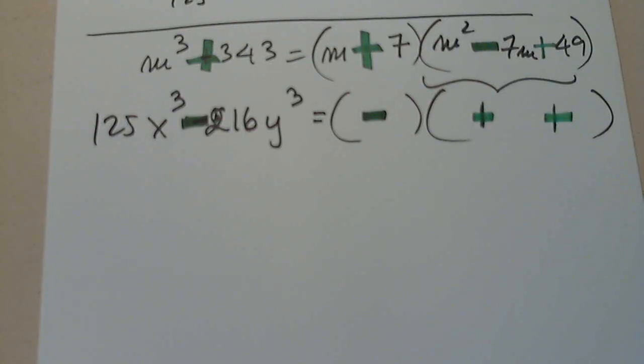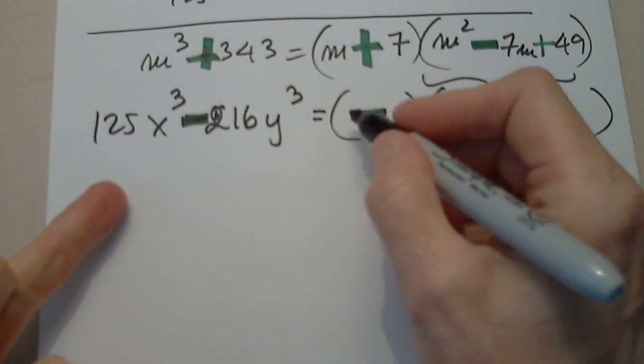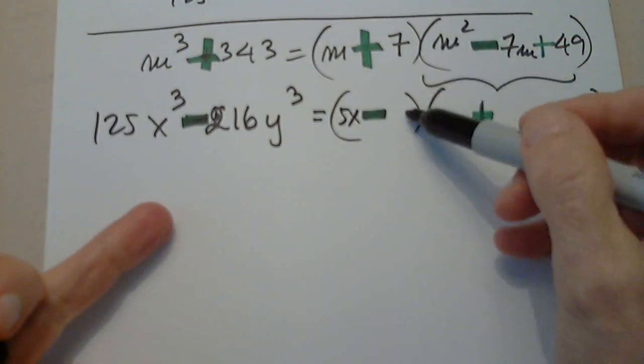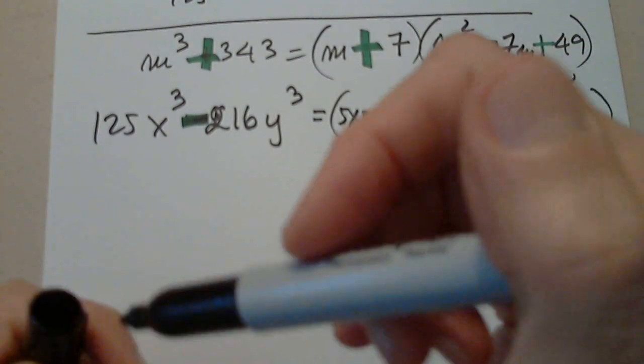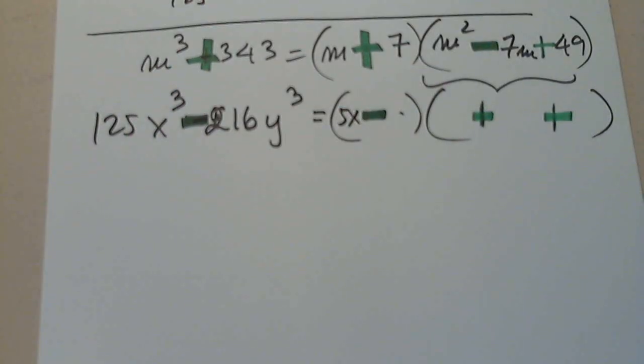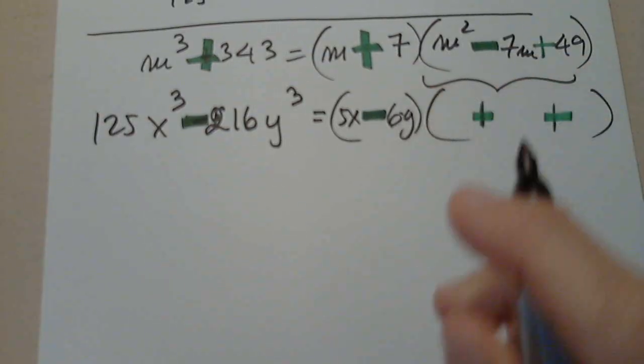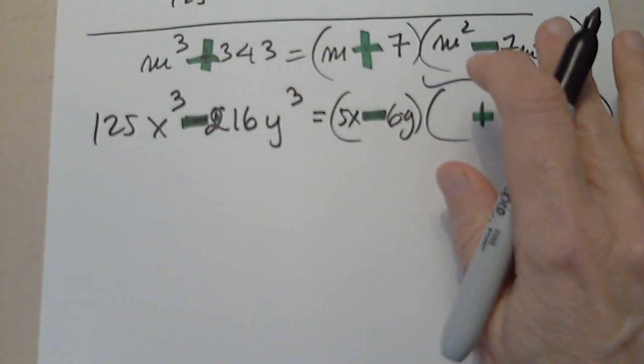So what do we get? 5x. Not sure what that one is. Let's take a look. That's okay. So we go to the calculator, and I have 216. You know how I like this, 1/3. And I get 6. So this is 6y.